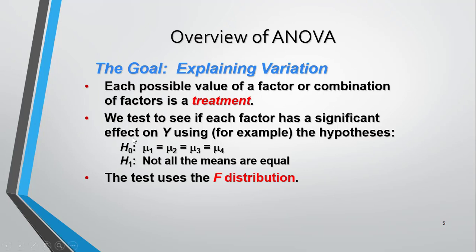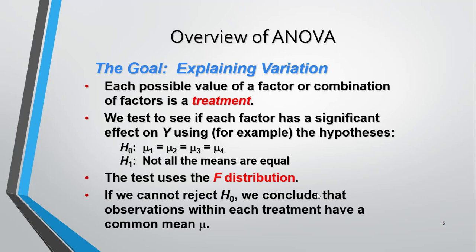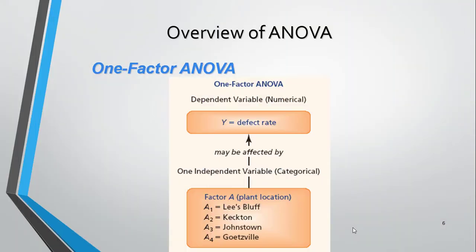That's H0: mu1, mu2, mu3, mu4 are all equal. H1 is not all means are equal. If at least one of them is not equal, then we conclude H1. The test uses the F distribution, and we have covered many distributions. Now this is the F distribution, and if we cannot reject the null, we conclude that observations within each treatment have a common mean mu. They have a common mu, so they are pretty much similar.